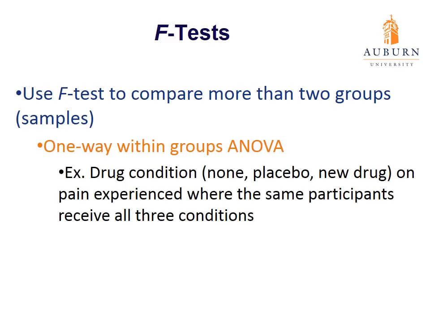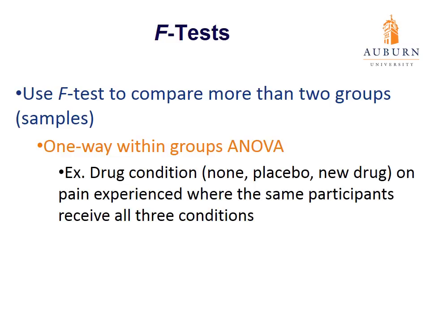Now let's go ahead and use the same example that we used for the one-way between groups ANOVA, except now let's change it up just a little bit so that each of our participants receives every condition, or every level of the independent variable. So if you remember back from the one-way between groups ANOVA lecture, we talked about having an independent variable of drug condition, where patients received no drug, a placebo, or a new drug that relieves pain. And so the dependent variable here is the pain experience.